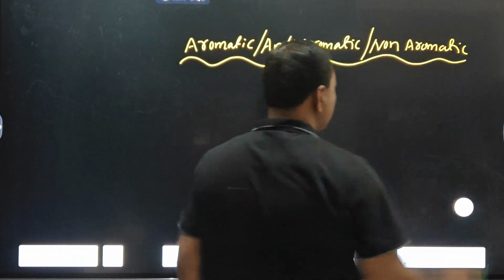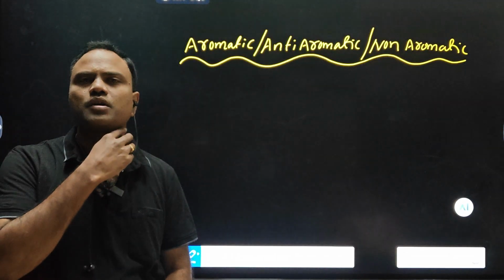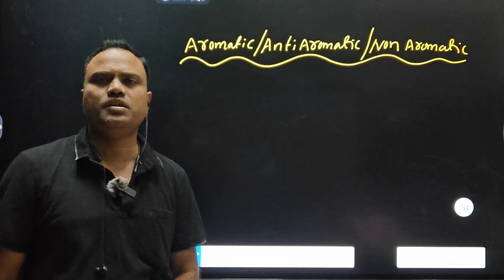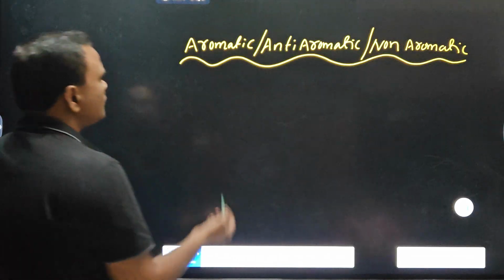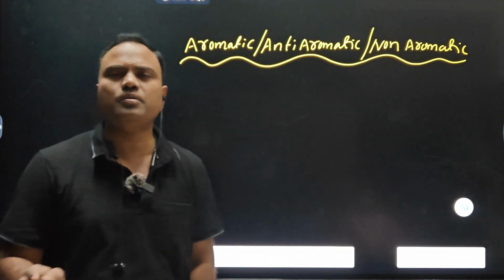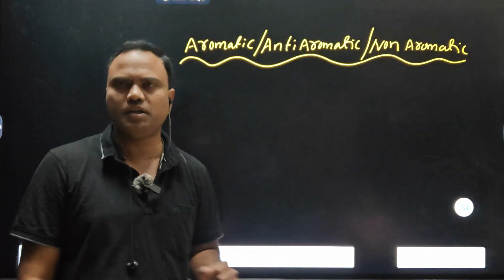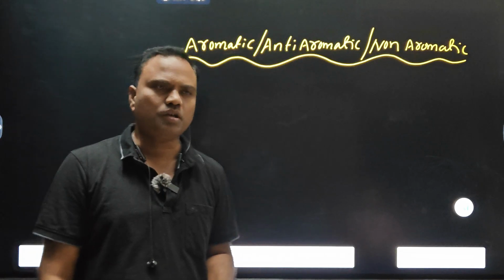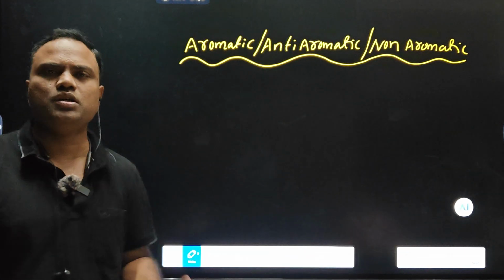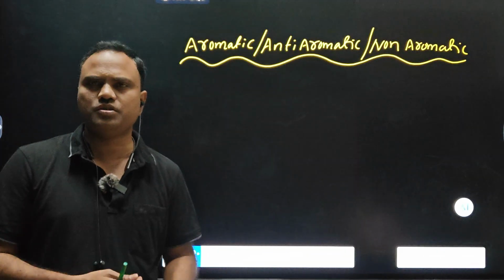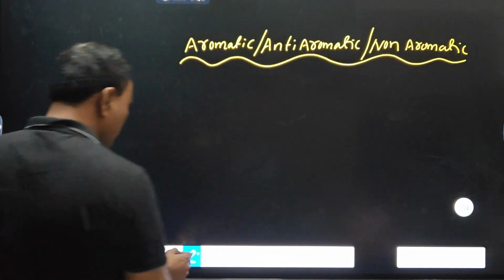This is a subtopic. Actually, we can discuss it under the benzene chapter, but you are writing the test, so you may get some questions on this. Okay, right. When can we say one compound is aromatic, one compound is anti-aromatic, and one compound is non-aromatic? Clear? We have some rules. If we follow the rules, then we can predict which is aromatic, which is anti-aromatic, and which is non-aromatic. Let us see those rules.